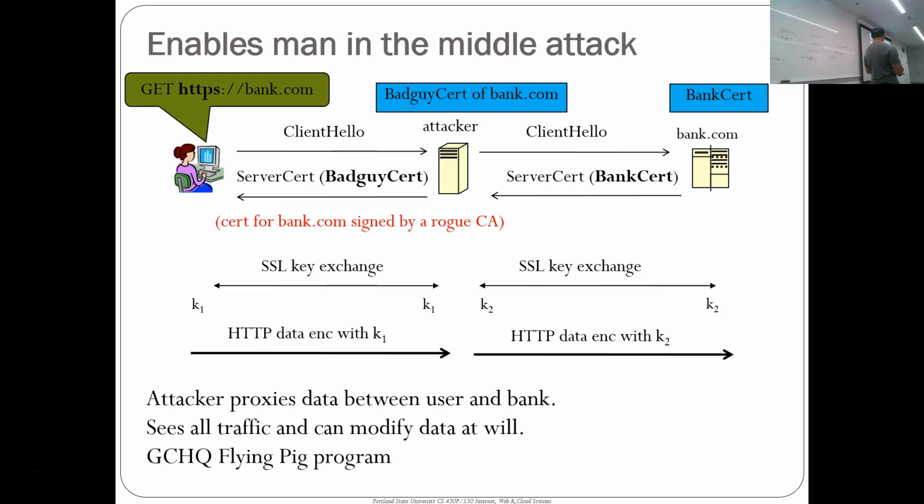This is actually the GCHQ Flying Pig program. This is what they were doing. So this was part of what Edward Snowden revealed, that GCHQ and the NSA had a program, I forgot the name of it, that was partnering with them for targeted interception of communications. You would do this, where you would quietly do a man-in-the-middle using the certs that were going to show up as legitimate to a user. And the user has no idea.